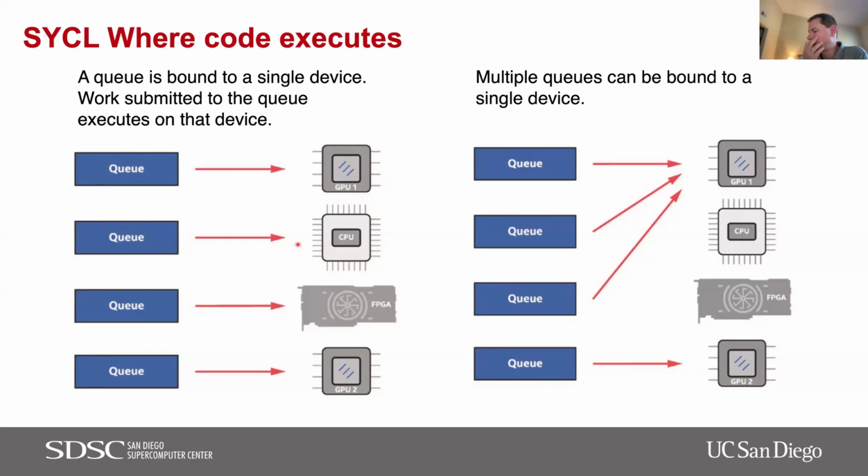So I was at a SYCL tutorial a while ago, and it's very funny. There was an instructor from AMD, and he was all excited because he had this workstation where he actually had different vendors' GPUs, an FPGA, and a CPU, and he wrote a few lines of code where this portion executes on the FPGA, this one on the CPU, and this one on the GPU. It's actually quite neat to see. Or you can have multiple queues also bound to a single device, and then they execute on the same GPU, for instance.